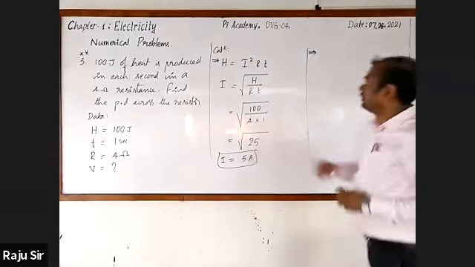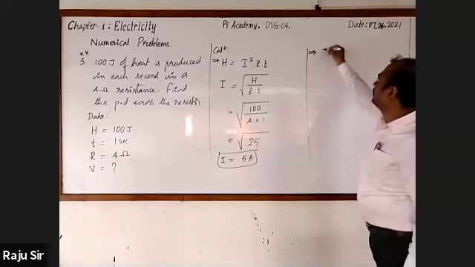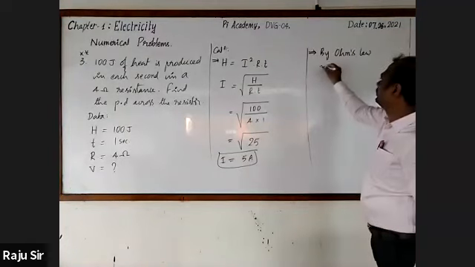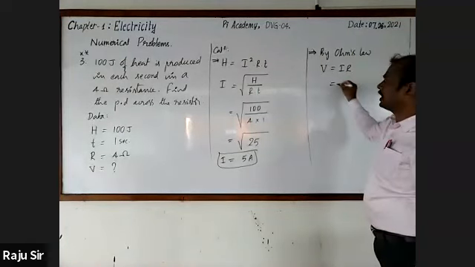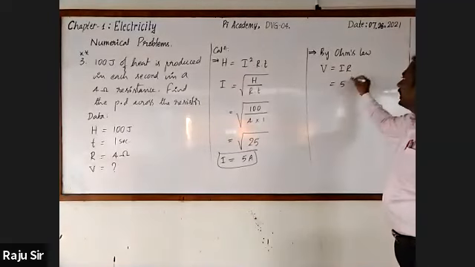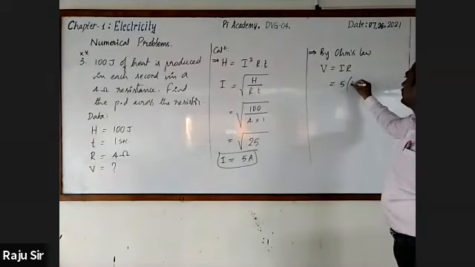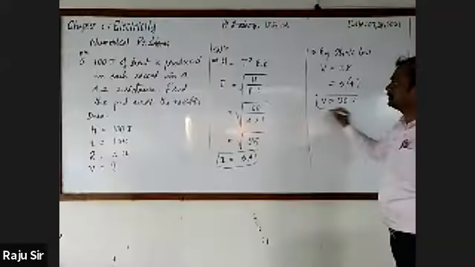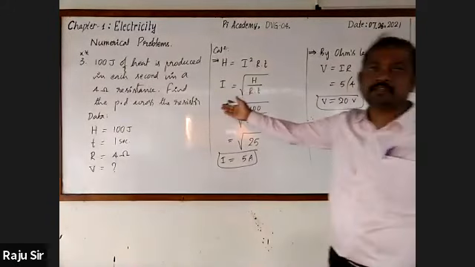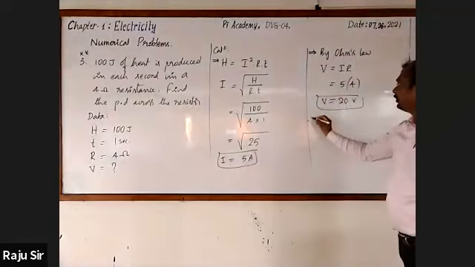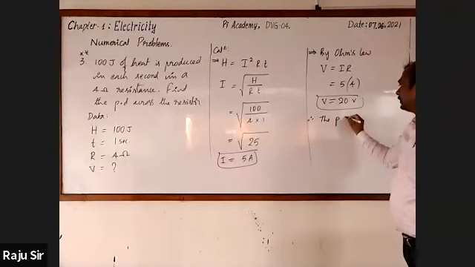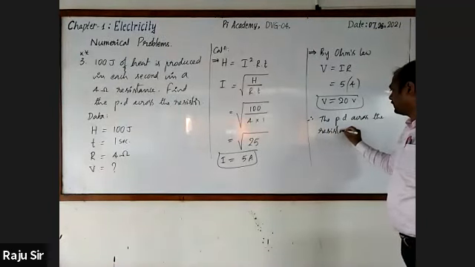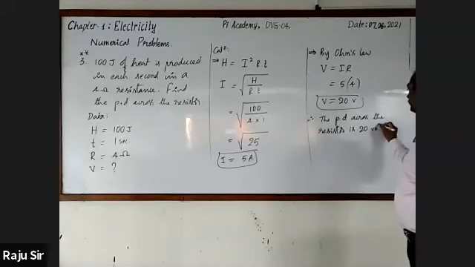Now let's find out the voltage. We have to use Ohm's law. By Ohm's law, we can write voltage V is equal to I into R, where current is 5 amps and electric resistance is 4 ohm. 5 fours are 20 volts. Therefore, the potential difference across the resistor is 20 volts.